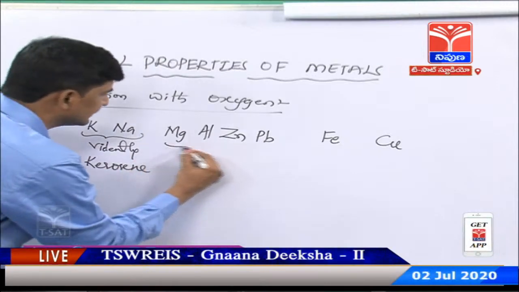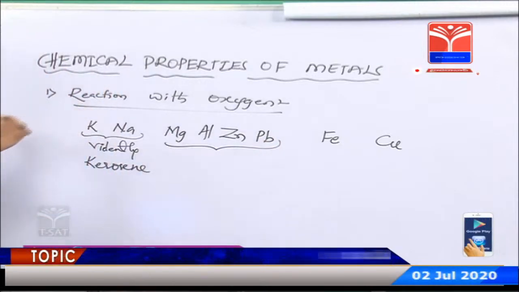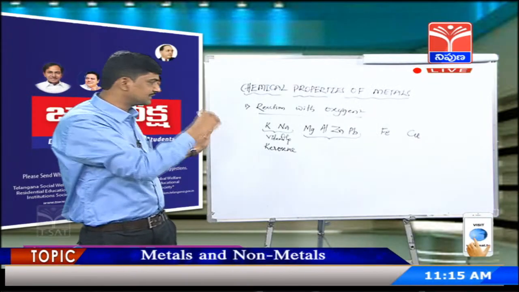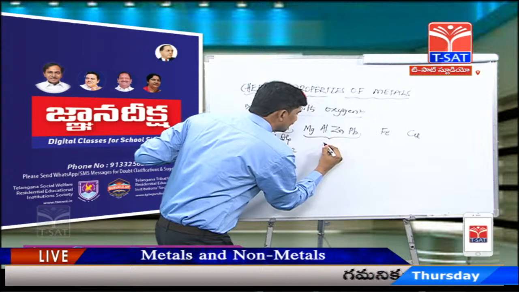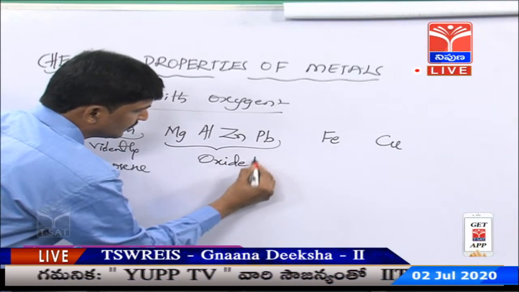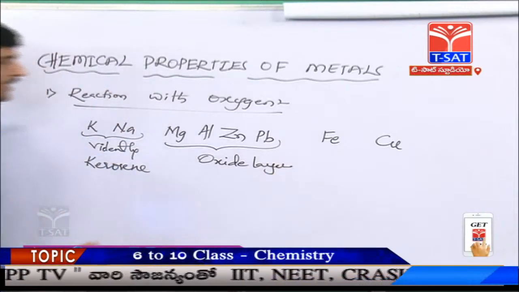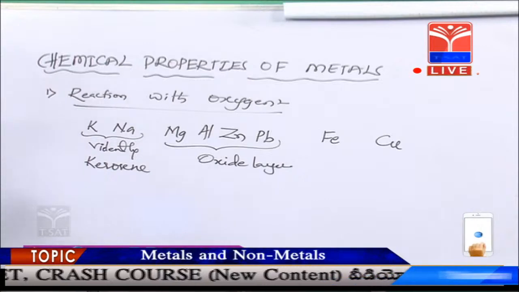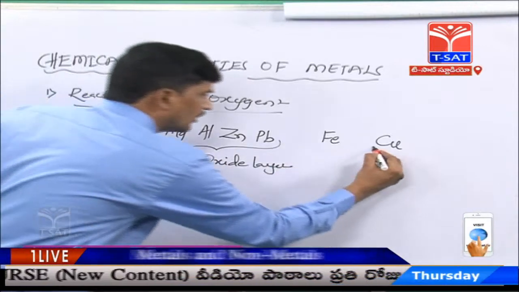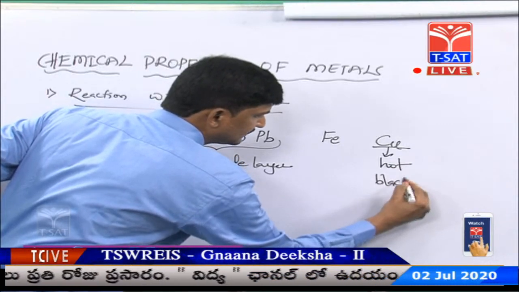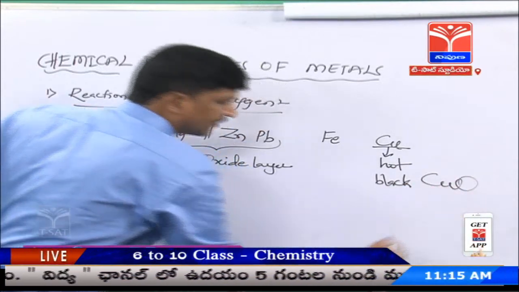And these metals, at ordinary temperatures, form an oxide layer which prevents further corrosion. Oxide layer. And what about iron? Iron does not burn at ordinary temperature, but iron filings burn excellently. What about copper? When it is hot, it forms a black copper oxide layer, right.